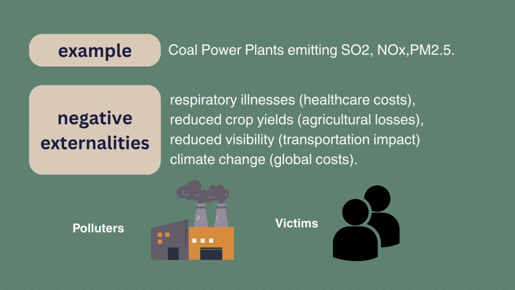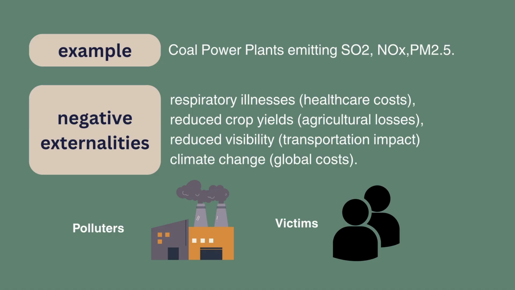Let's understand the case first. Our real-world example of air pollution is a coal power plant. Coal plants emit sulfur dioxide, nitrogen oxide, and fine particulate matter such as PM2.5. This emission creates several negative externalities.